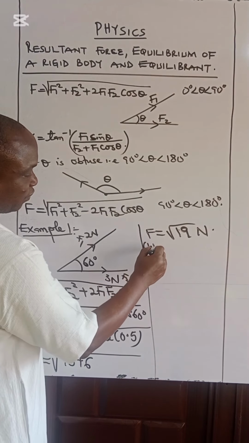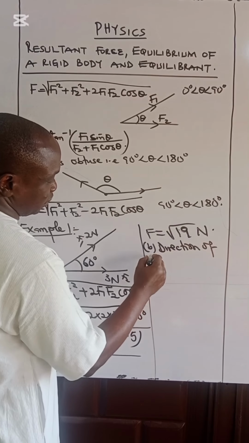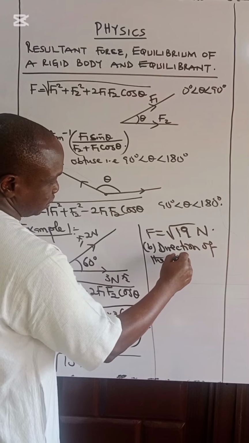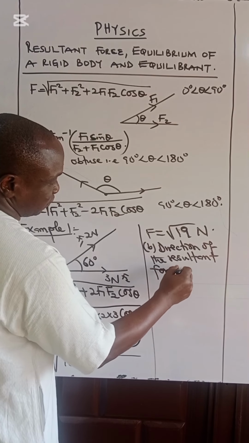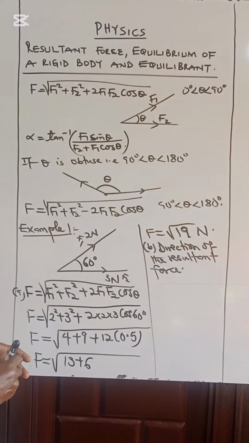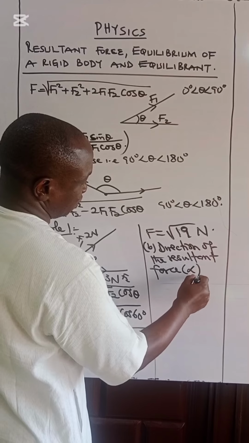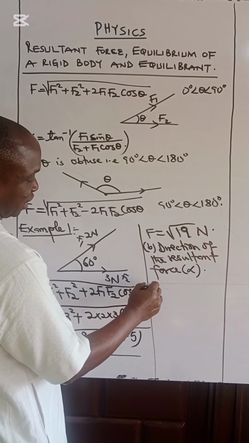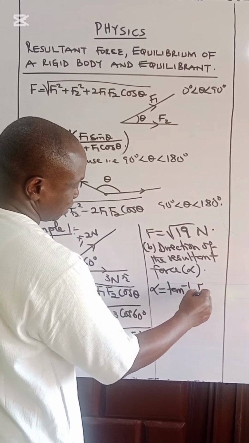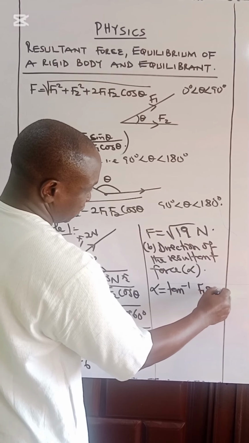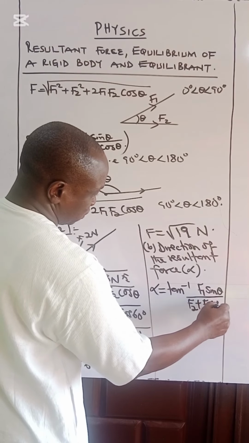B, let's say you have to find the direction of the resultant force. How do you find the direction of the resultant force? That is alpha. So we have established that alpha is equal to tan inverse of F1 sine theta, everything over F2 plus F1 cos theta.